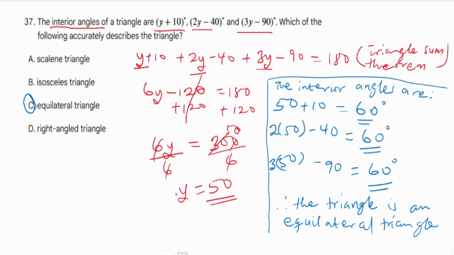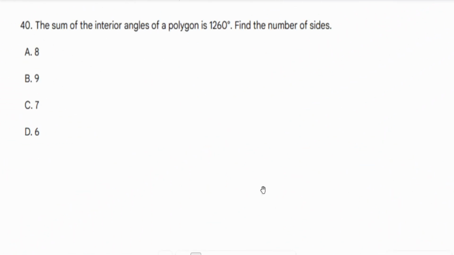All right, let's move to question 40. Question 40 reads that the sum of the interior angles of a polygon is 1260 degrees. Find the number of sides. The key point from this question is the sum of interior angles, and the question said that is 1260, and then we are finding the number of sides.